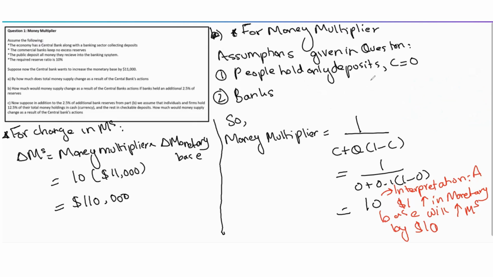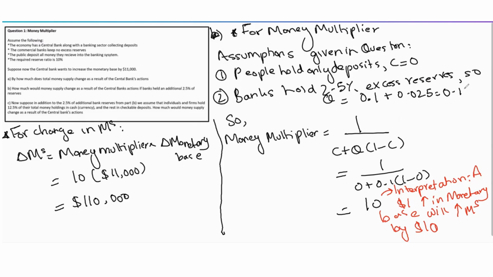So for part B, people still hold only deposits, C is 0, but now banks hold 2.5% excess reserves. So theta, which is the reserve deposit ratio, is now made up of the required reserve 0.1 plus the excess reserve 0.025, because there is a certain amount of reserves that banks are required to hold by the central bank, and they can also keep excess reserves on top of that.